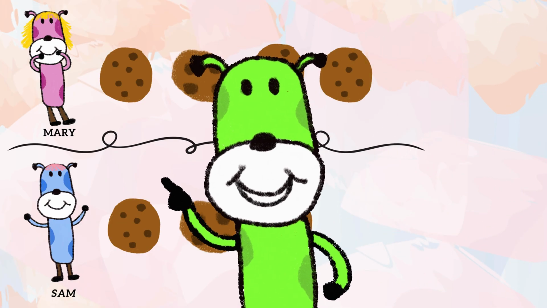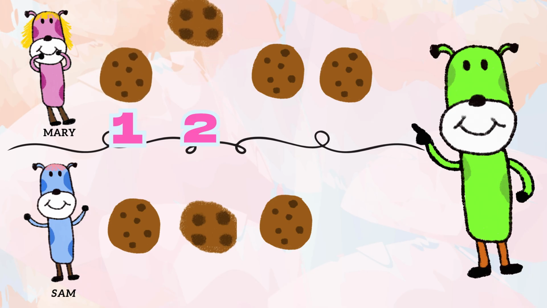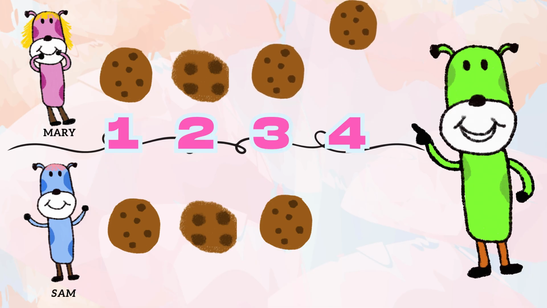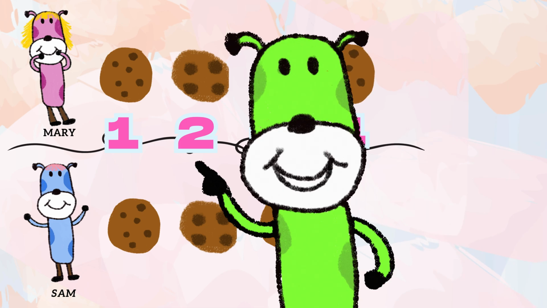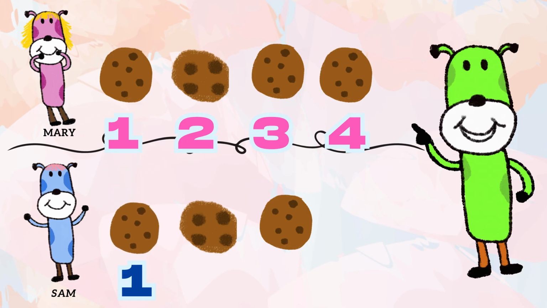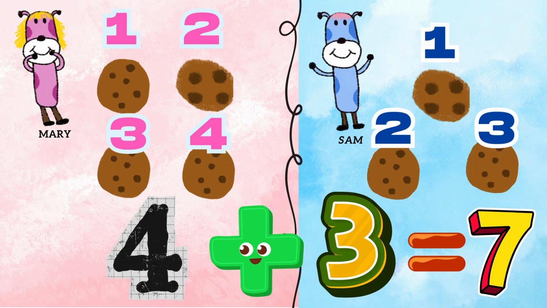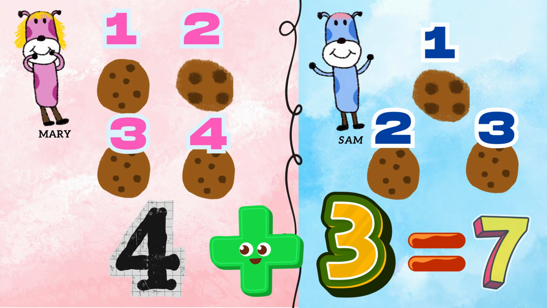How many cookies does Mary have? Let's count. 1, 2, 3, 4. Mary has 4 cookies. Now, let's count how many cookies Sam has. 1, 2, 3. Sam has 3 cookies. It looks like Mary has 1 more cookie than Sam. 4 plus 3 equals 7. Mary and Sam have 7 cookies in total.